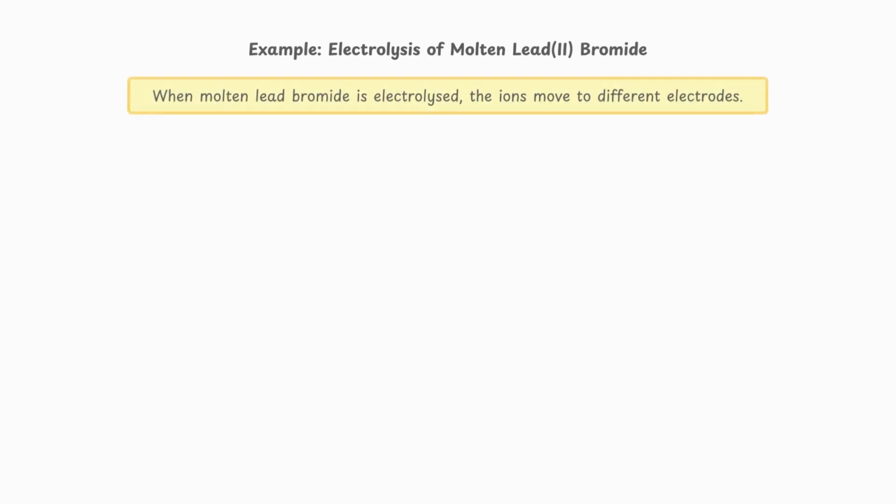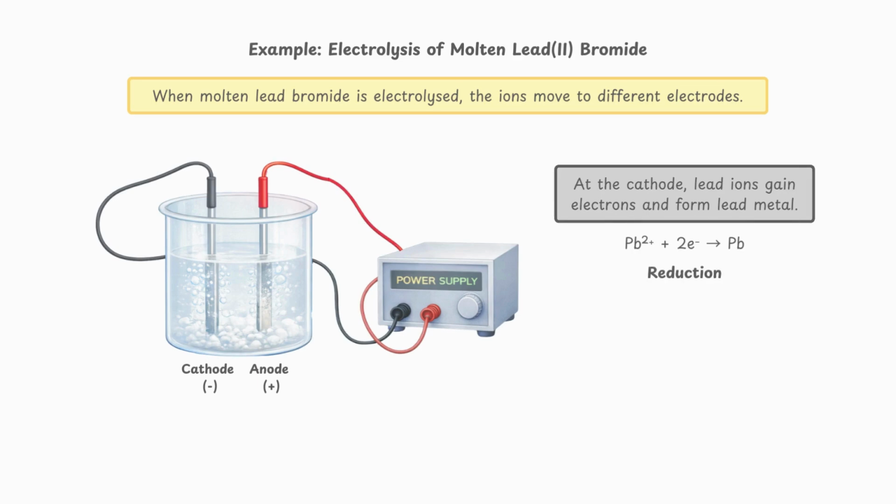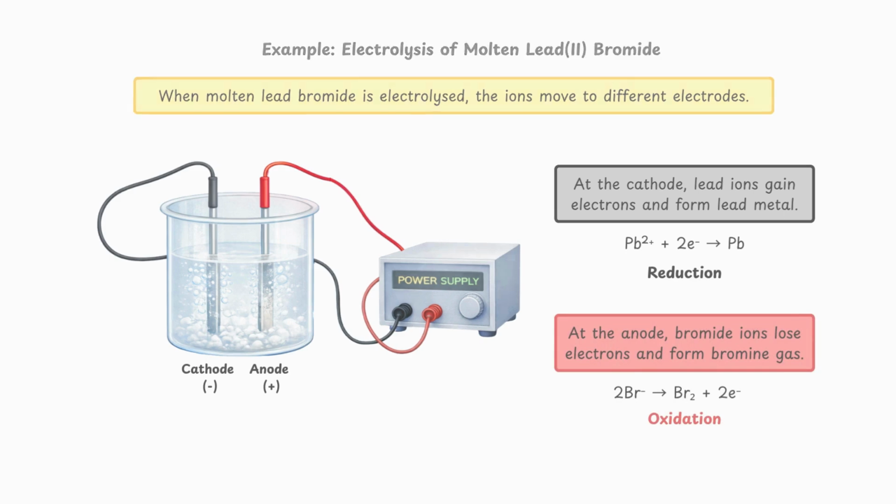When molten lead bromide is electrolysed, the ions move to different electrodes. At the cathode, lead ions gain electrons and form lead metal. At the anode, bromide ions lose electrons and form bromine gas.